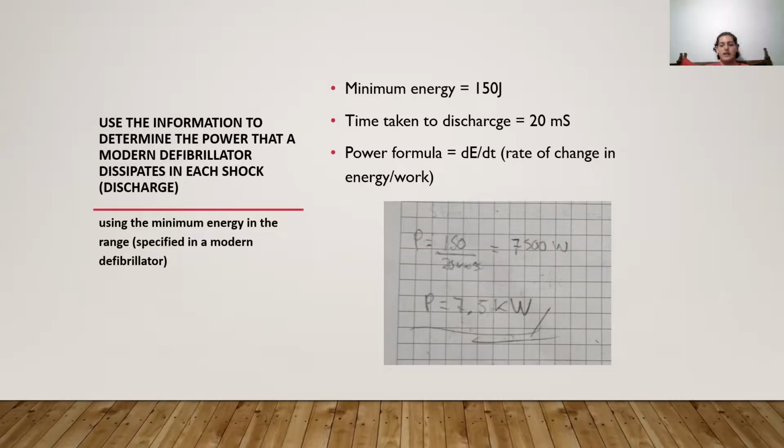So it's a simple math calculation where we divide the 150 joules by the 20 milliseconds, and we obtain 7,500 watts or 7.5 kilowatts. So that's how we easily calculate the power that we dissipate in each shock by a defibrillator. That's the power that we have in the modern defibrillators.